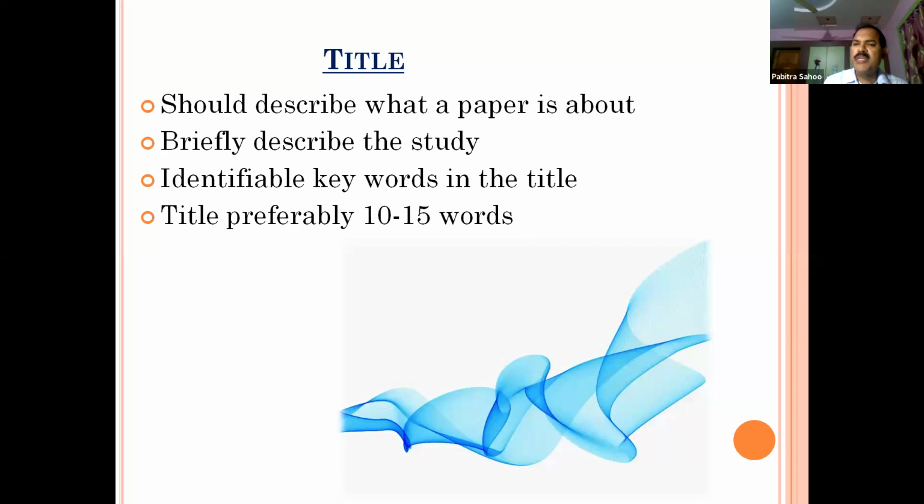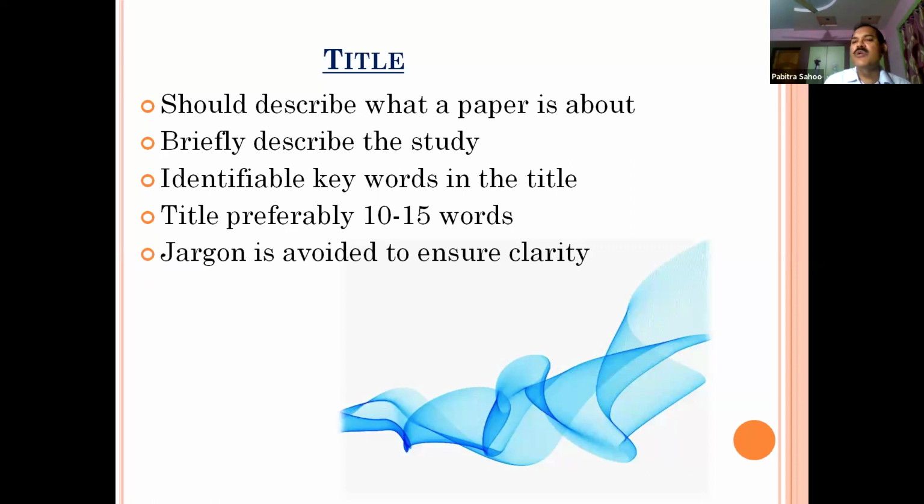So before submitting the article, go to the author guidelines and see how many words are permissible for the title of your manuscript. It should be 10 to 15 words, or some journals accept up to 30 words, and those journals ask for a long title. Running titles are within 5 to 10 words. That means you should use all your keywords in your running title so that a researcher can search your article using those keywords.